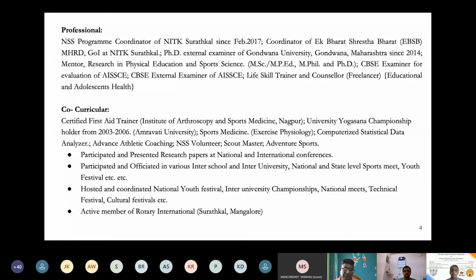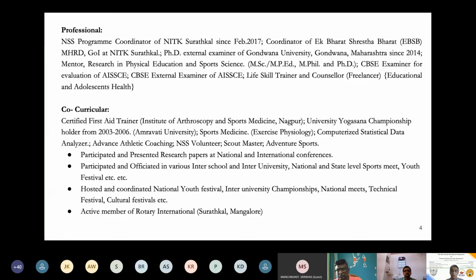He is a very active member of Rotary International, Surathkal, Mangalore. With this brief introduction, I welcome Dr. Hemprasad Nath for this session. Dr. Hemprasad Nath, thank you very much for accepting our invitation. Today you are here, helping us, educating us and training us on this Fit India movement. Over to Dr. Hemprasad Nath.